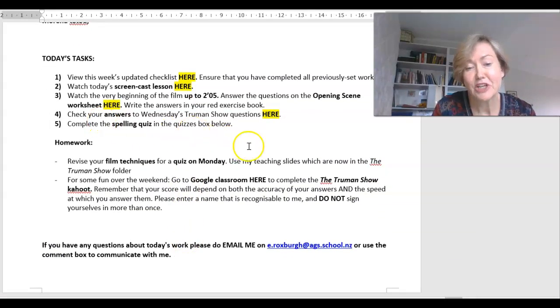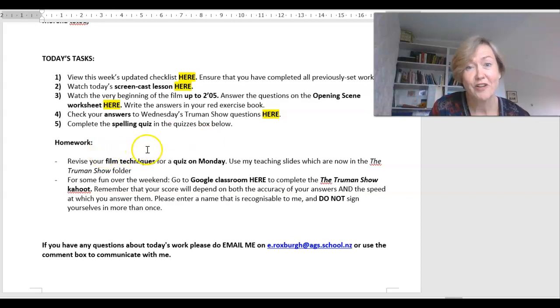Then check your answers here to the questions from Wednesday. I didn't get around to putting them up last night, but I also wanted to make sure people had enough of a chance to write the questions for themselves before they were tempted to look at the answers. And then finally, the little 10-word spelling quiz is in the quizzes box below. Okay, so that's today. It looks like a lot of stuff, but actually it's just little bits, okay?